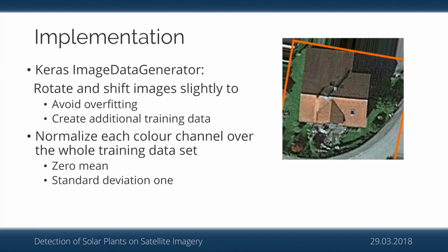Before we start training the network, we have to pre-process the images, and we use the Keras image data generator. This creates more training data by rotating and shifting images slightly. As you can see, the orange outline shows the original image, and it was rotated and shifted. We also use the image data generator to normalize all color channels, which helps in training the network.